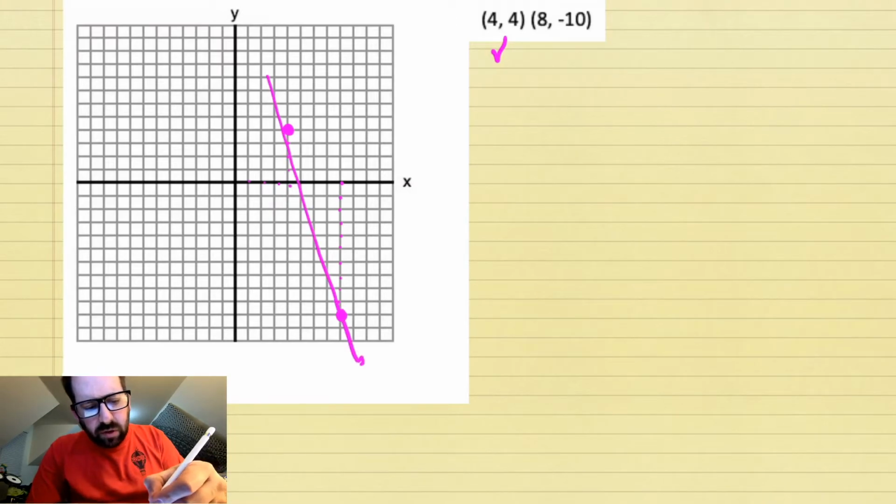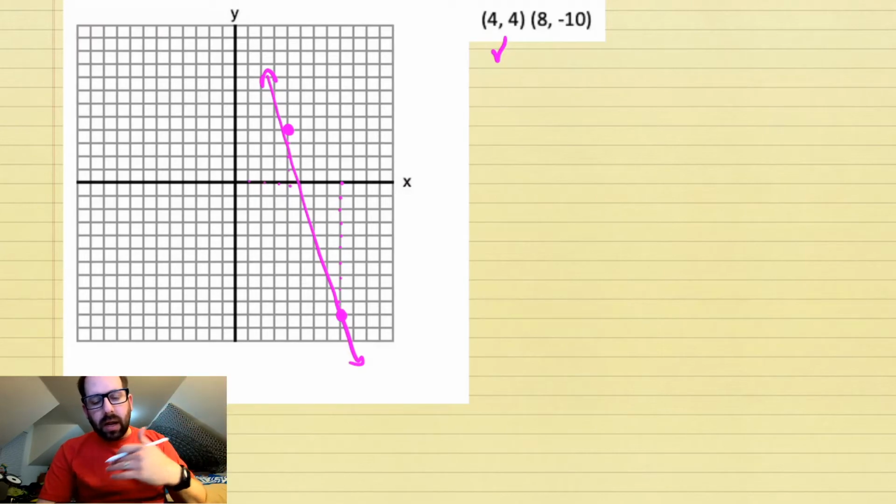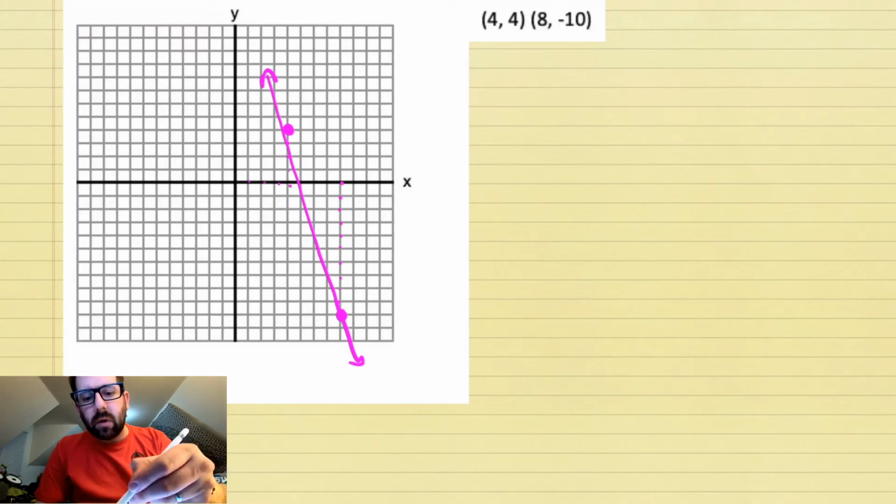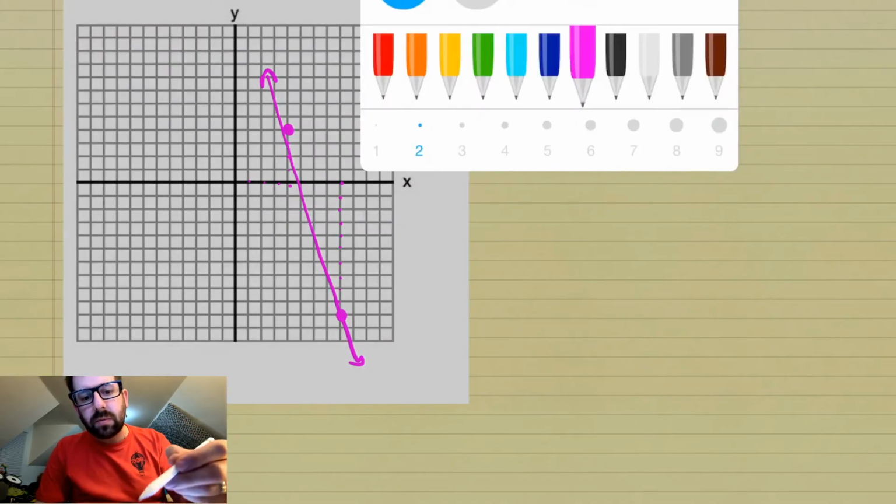So it looks like on this particular problem, my slope is actually negative. It's going down to the right. So it is a negative slope, so we're expecting my fraction here to be negative. That's the idea. That's why we call them positive and negative slope. It kind of tells you what my numbers are going to turn out to be.